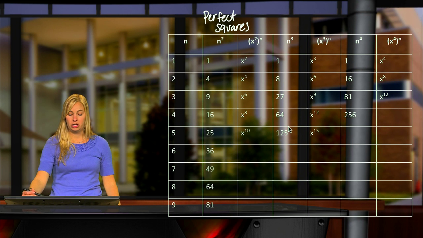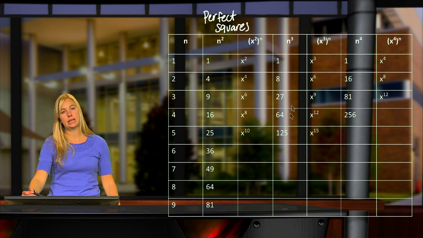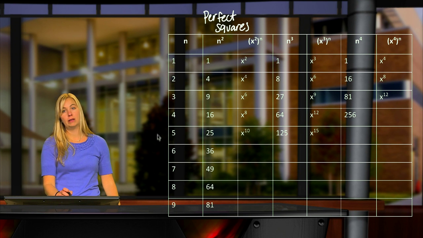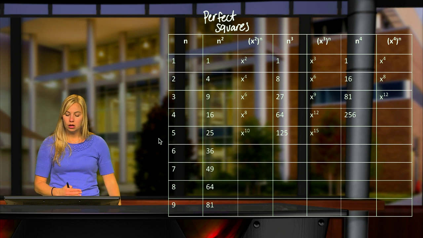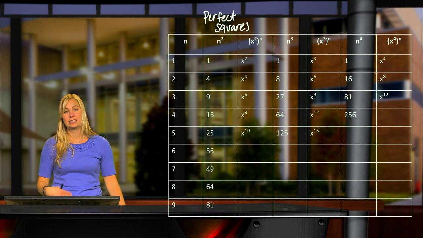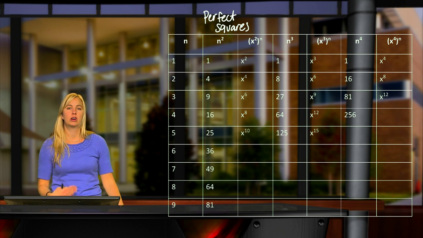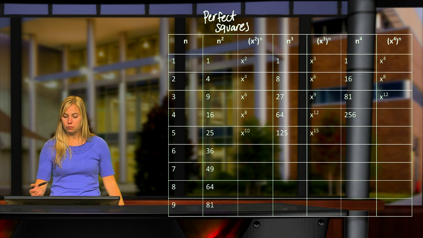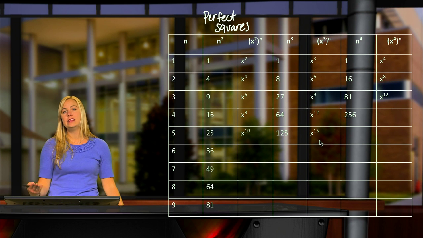For our perfect cubes, we've got 1, 8, 27, 64, 125, 125 being 5 cubed. That's how we would read this table. Again, these are just a handful of perfect cubes, but they're the more common perfect cubes. They're the ones that you're going to try first for the most part. And then we have our variables, x cubed, x to the 6th, x to the 9th, x to the 12th, x to the 15th. And this pattern shows that as long as our exponent is a multiple of 3, then it is a perfect cube.